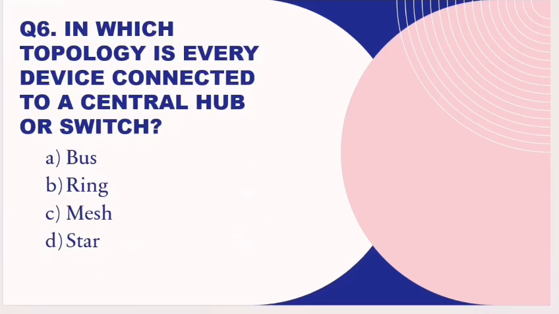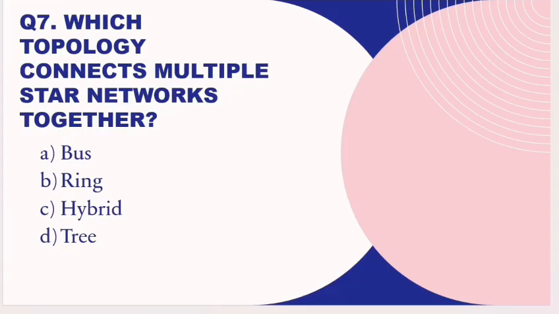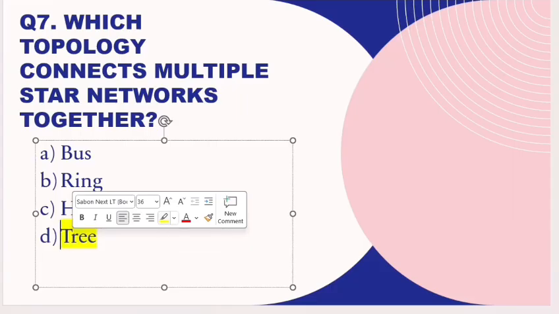Moving on to the next question, question number 6. In which topology is every device connected to a central hub or switch? Options are A bus topology, B ring topology, C mesh topology, D star topology. The right answer is star topology. Moving on to the seventh question, which topology connects multiple star networks together? Option A bus topology, option B ring topology, option C hybrid topology, option D tree topology. I hope you all have guessed the answer. The right answer is option D, which is tree topology.